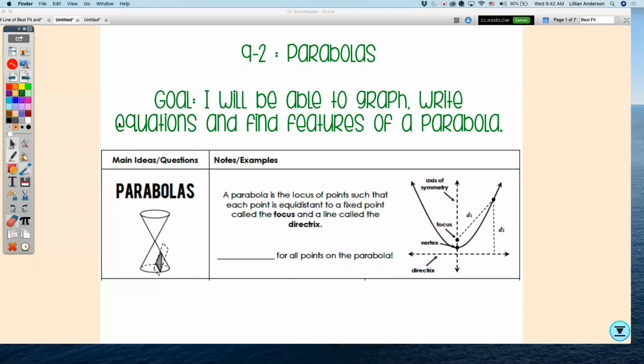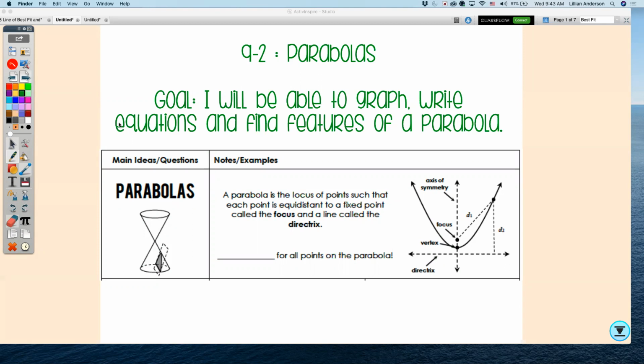So today's conversation we're talking about is parabolas. You will be able to graph a parabola, write equations for parabolas, as well as find different features of a parabola. All right, this too is another conic like circles was, which is what we talked about in 9-1. But it's a little bit more than what you know of a quadratic to be, because parabolas don't just open up and down, they can also open left and right.